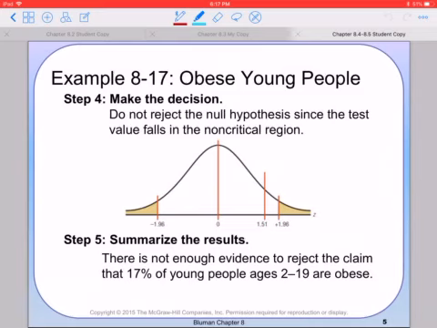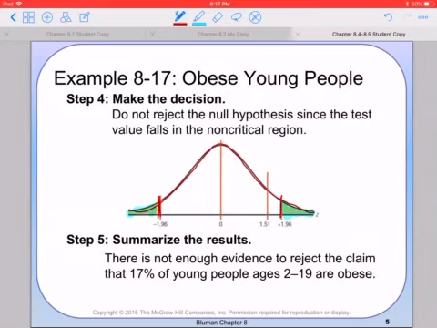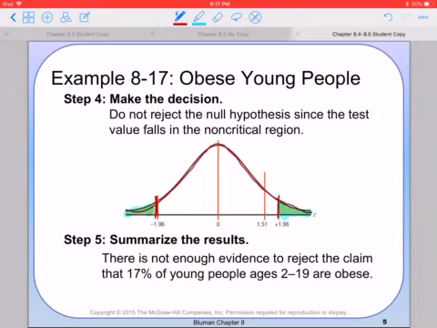Alright, so now we have to make the decision. So we draw our normal curve here. Looks real beautiful. Now our critical values were the 1.96 and the negative 1.96. And then we shade in the critical region. We find that our z value that we had, did we ever find it? I don't think so. Let's actually compute it.